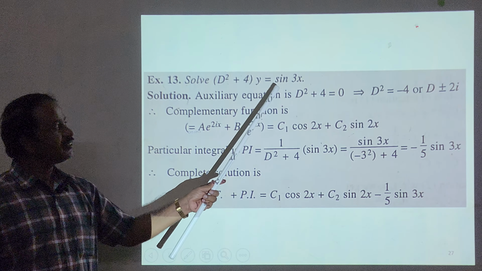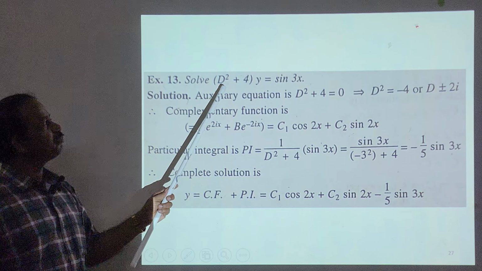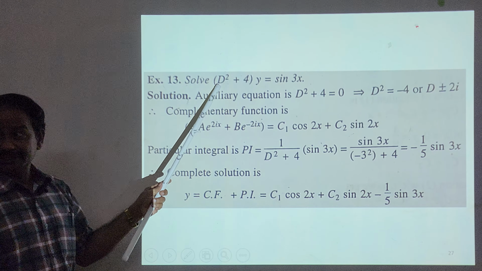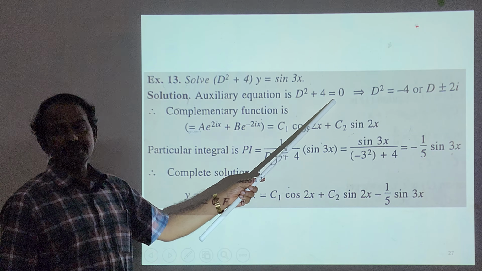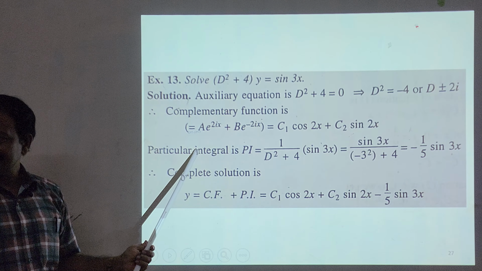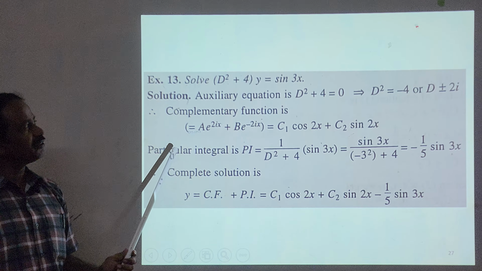So now we will go for sin 3x, trigonometry alone. So d square plus 4y equals sin 3x. As usual, take the characteristic equation, that will give you d square plus 4 equals 0. So d square equals minus 4. We have already seen this problem earlier, so this is repeated and we are going to skip it.